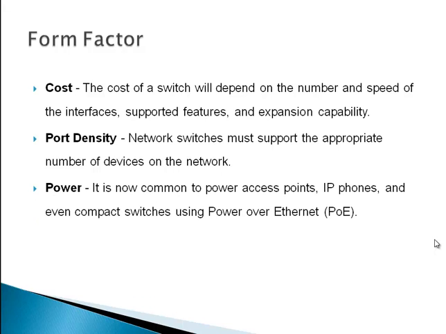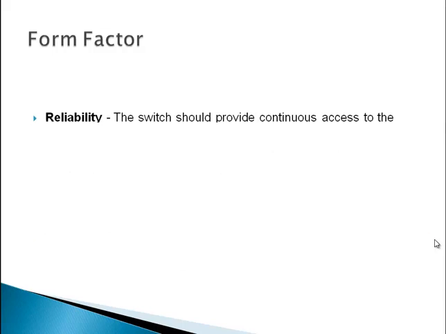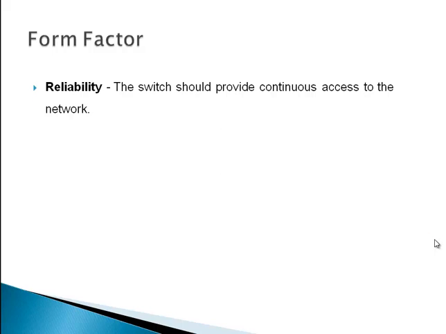Power. It is now common to power access points, IP phones, and even compact switches using Power over Ethernet. This is a great feature because you don't have to plug in an extra power outlet for the IP phones. The switch will provide the power. In addition to Power over Ethernet considerations, some chassis-based switches support redundant power supplies. Reliability: the switches should provide continuous access to the network, which is true. They should be very reliable.